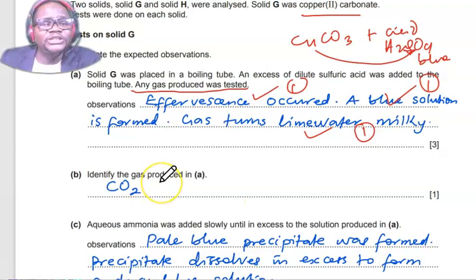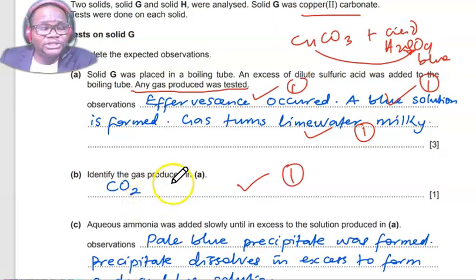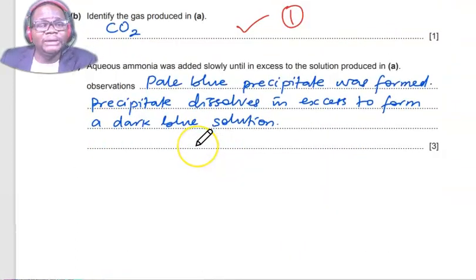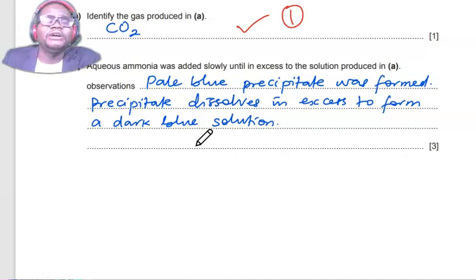So identify the gas produced. The gas definitely is going to be carbon dioxide. So you can write it in words. If you're writing in the formula, make sure you're sure of the correct formula.